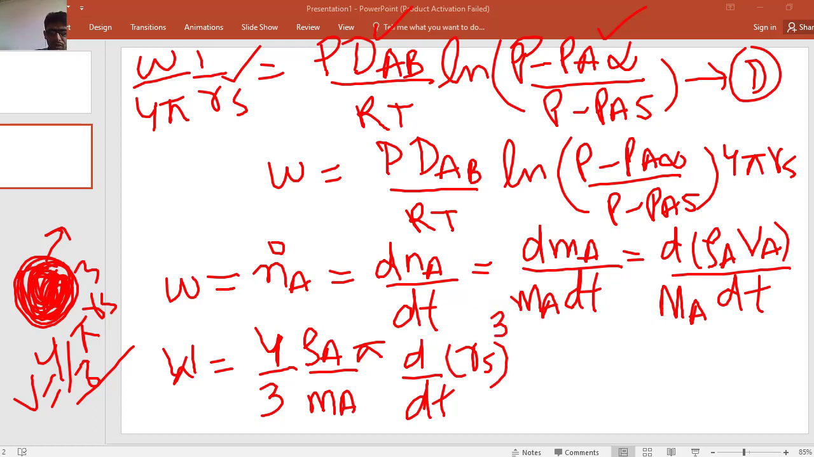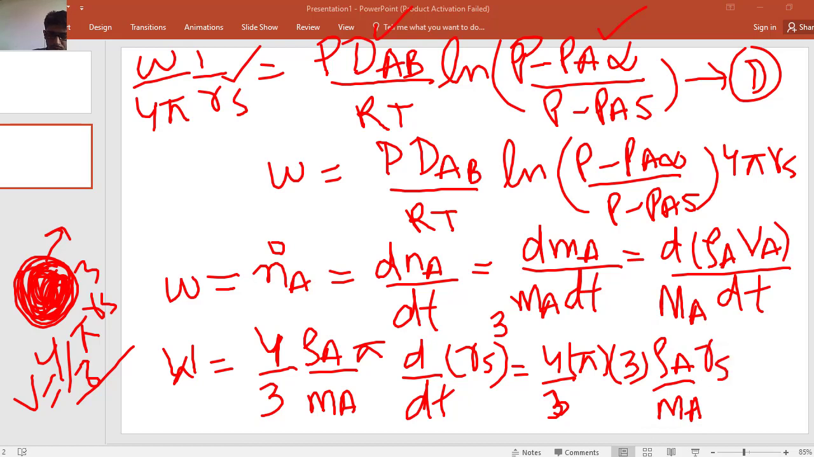So it is further simplified. 4 by 3 pi, and this is the power rule, 3 density, molecular mass, and rs square drs divided by dt. Let's cancel with this.